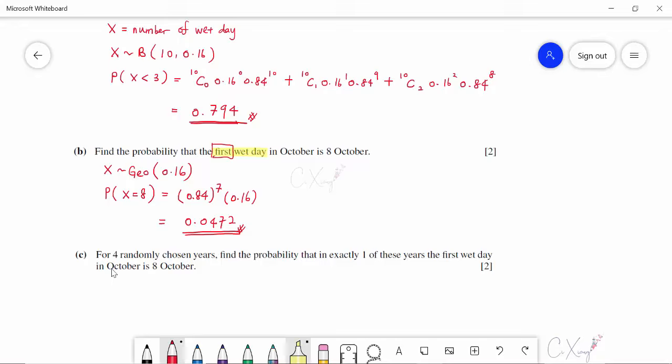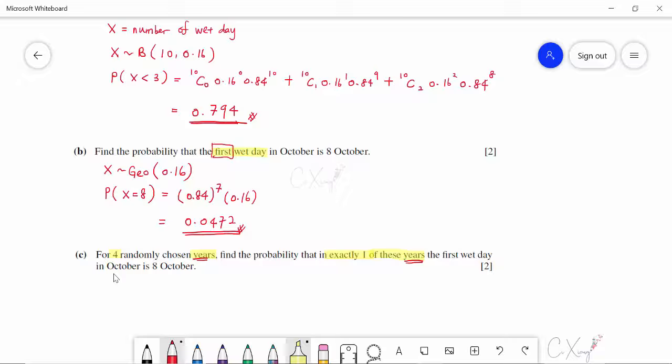Okay, for part C, they are saying that for 4 randomly chosen years, so please focus on the unit here, it is years. Find the probability that exactly one of these years, so again this is a keyword, now they are more concerned about the years, has the first wet day in October being 8 October.